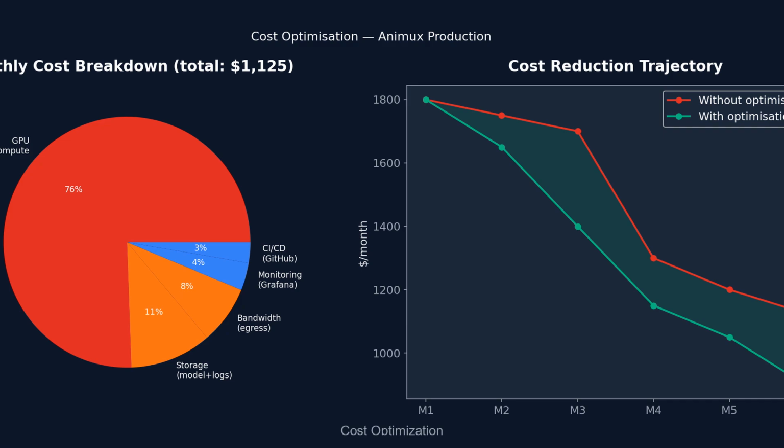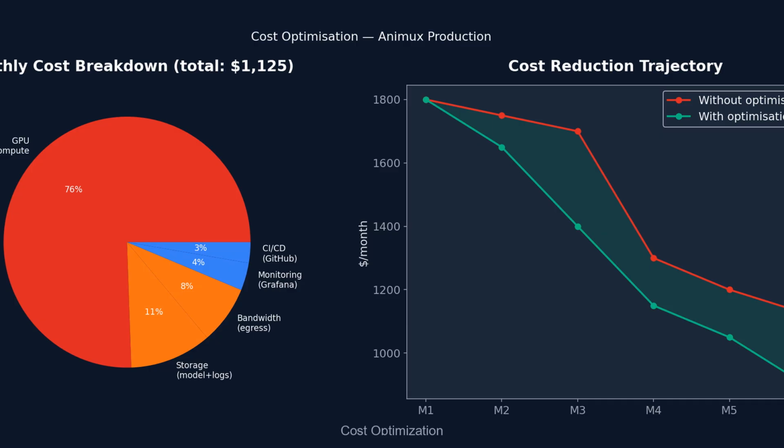And the pie chart makes one thing immediately obvious. 76% of the monthly bill, the dominant slice by far, is GPU compute. Everything else, CI/CD, monitoring, bandwidth, storage, is noise by comparison. That single fact tells you where to focus your optimization energy.